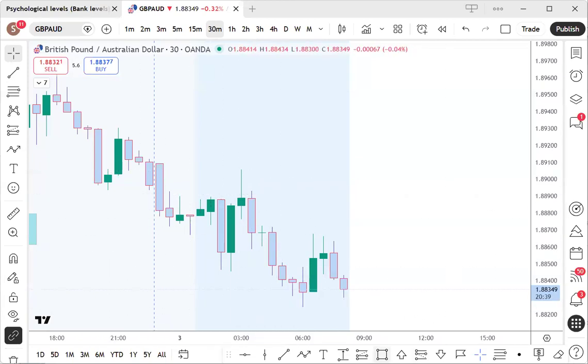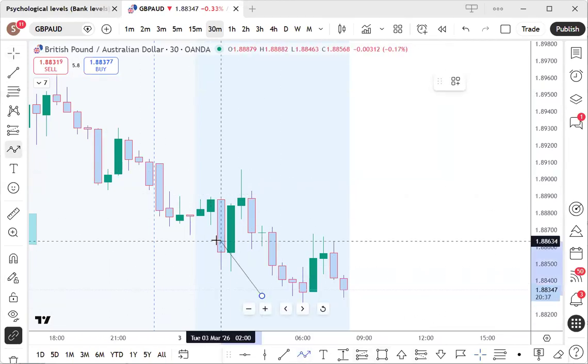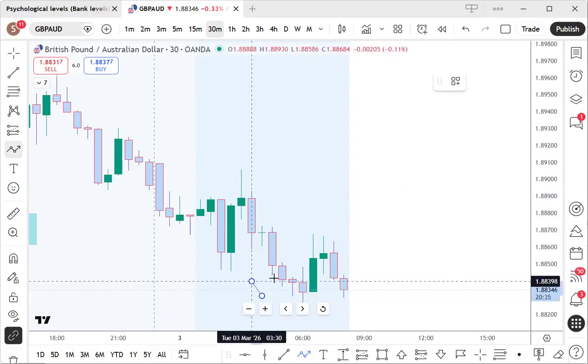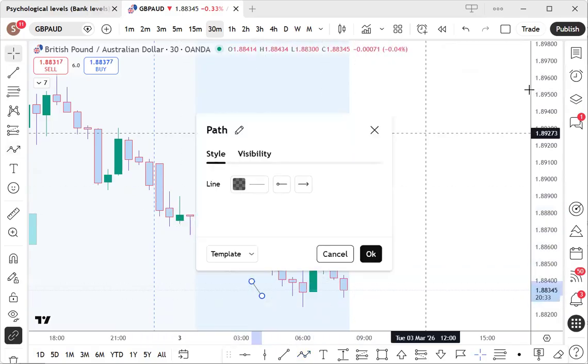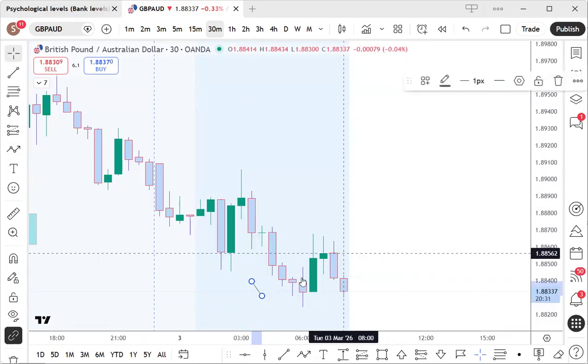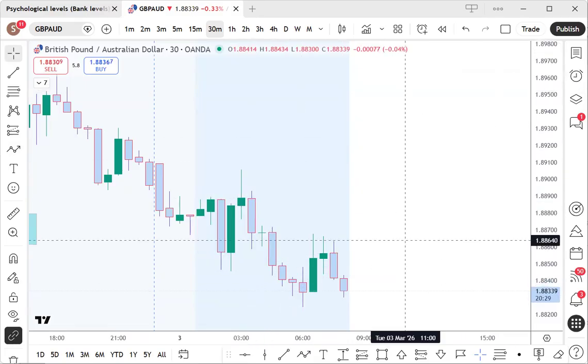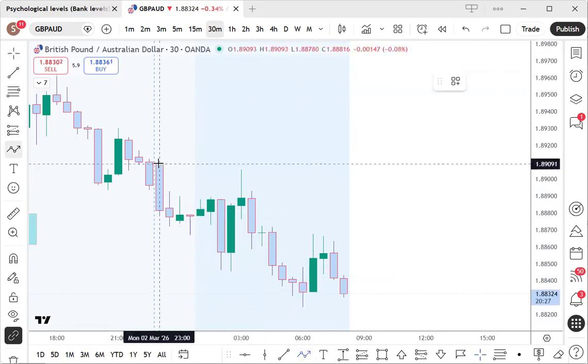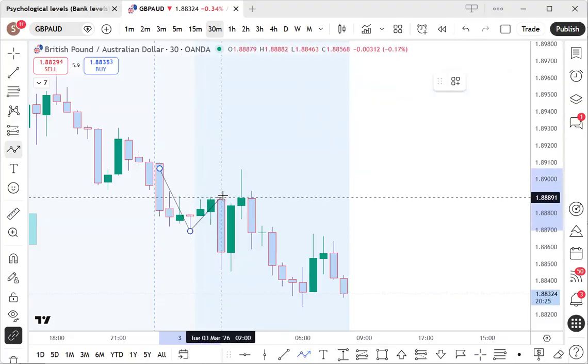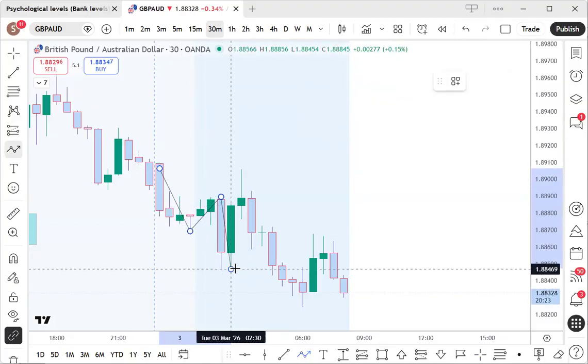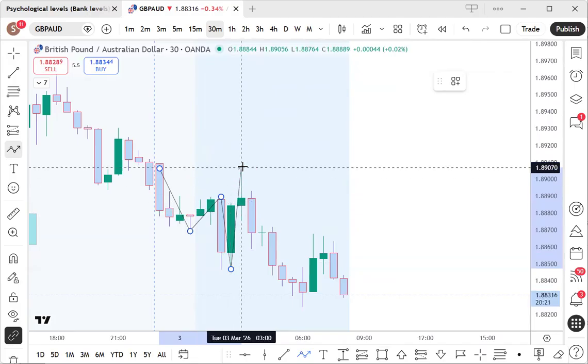Pound Aussie. Okay, so pound Aussie pushed down, pushed back up. Nice break of structure. You see a very nice pullback, right?